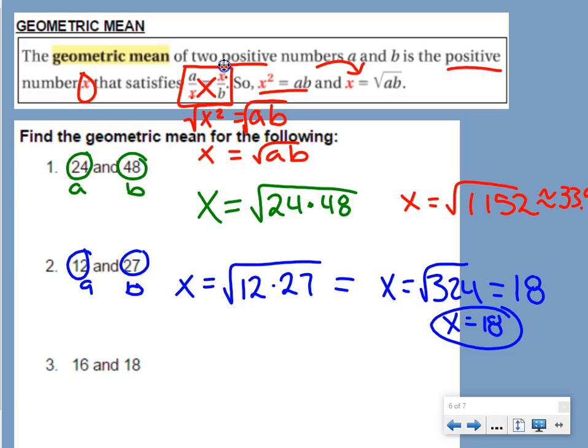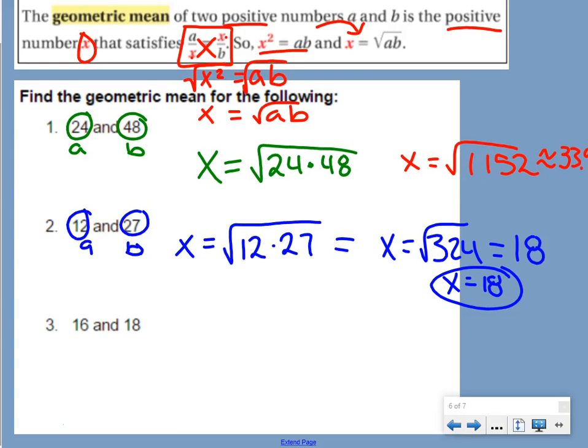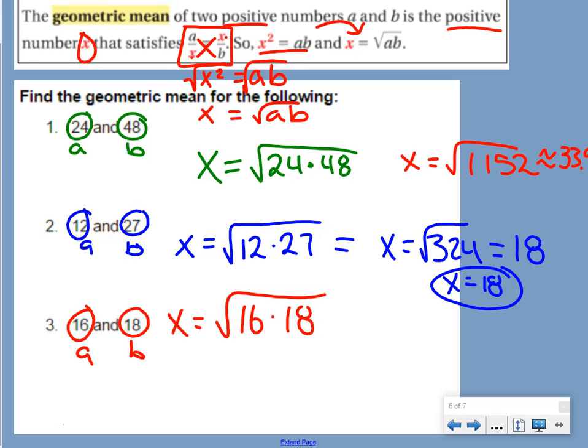Last one, 16 and 18, excuse me. We have our a and our b. We have x equals the square root of 16 times 18. 16 times 18 is 288, so x would be equal to the square root of 288. Get an approximate of that so we have a good idea of what that number is, and we get 16.97. So it's approximately 16.97.